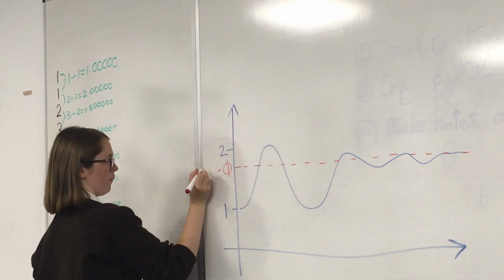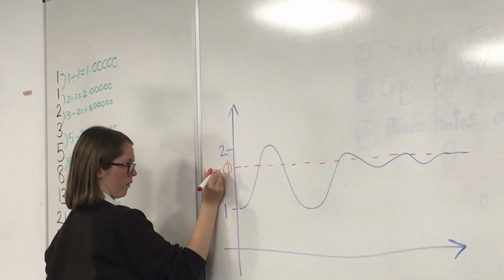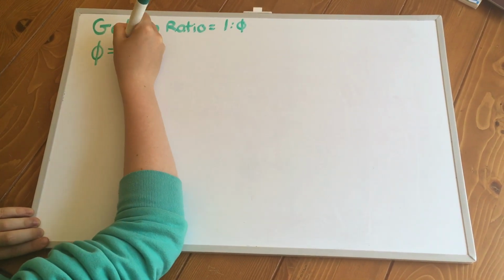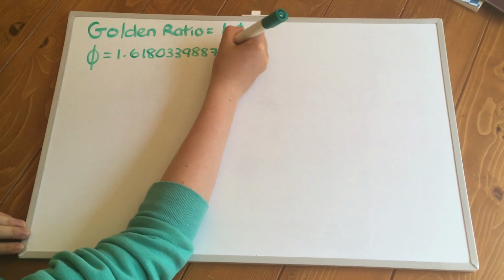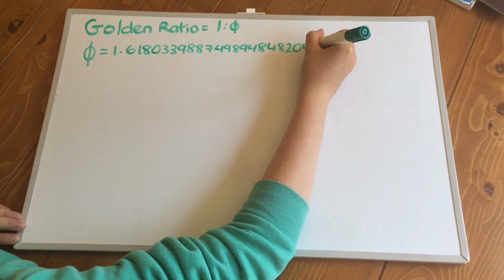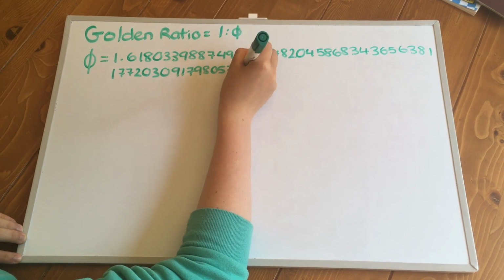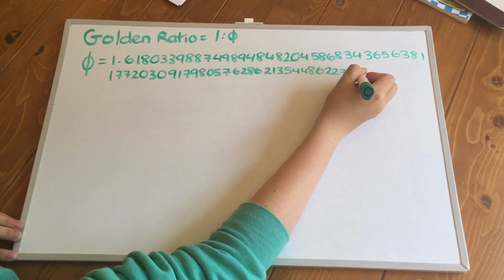Phi is a mathematical constant approximately equal to 1.61803 that is used throughout mathematics in the golden ratio, which is 1:phi. The golden ratio has been studied by mathematicians since Euclid and can be found in nature and geometry.